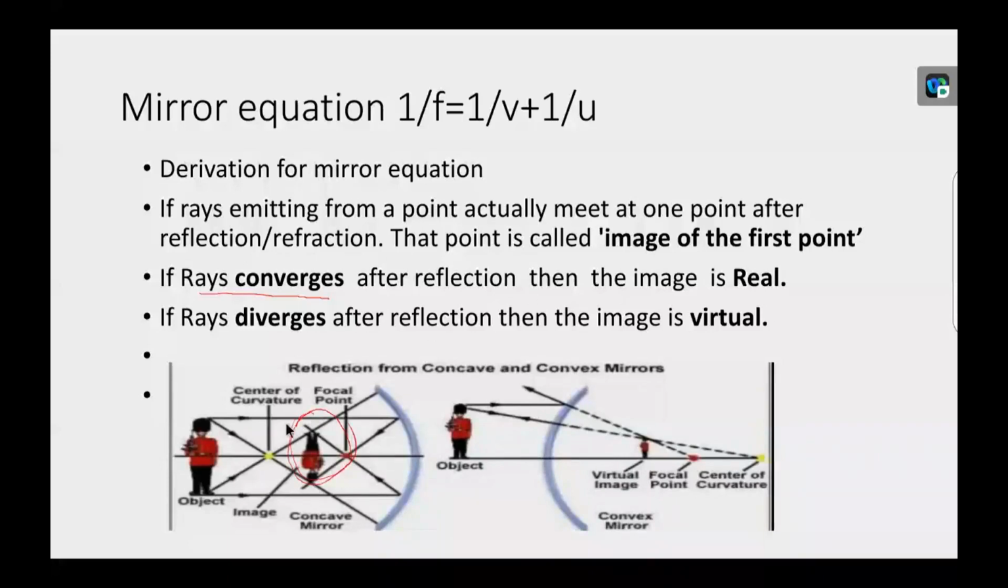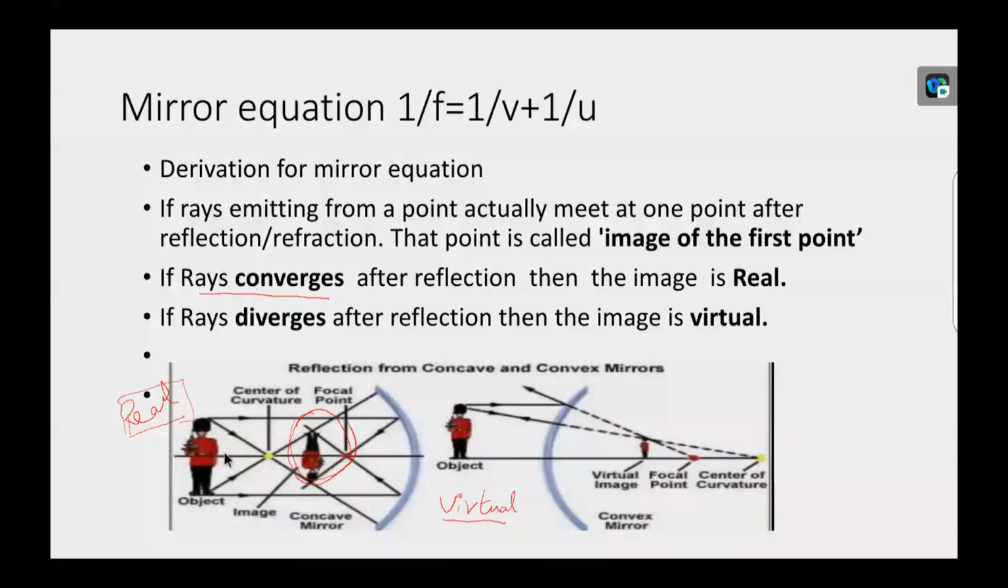The image is real. That means a real image is formed in concave mirror, whereas in convex mirror we are going to get a virtual image. A virtual image cannot be caught on the screen, but a real image can be captured on the screen. Example, when we are using a projector, we are using a screen. In screen, we are capturing the image. Similarly, in cinema theaters or in lab, we use a white screen. In all these cases, we are capturing the image of the object.